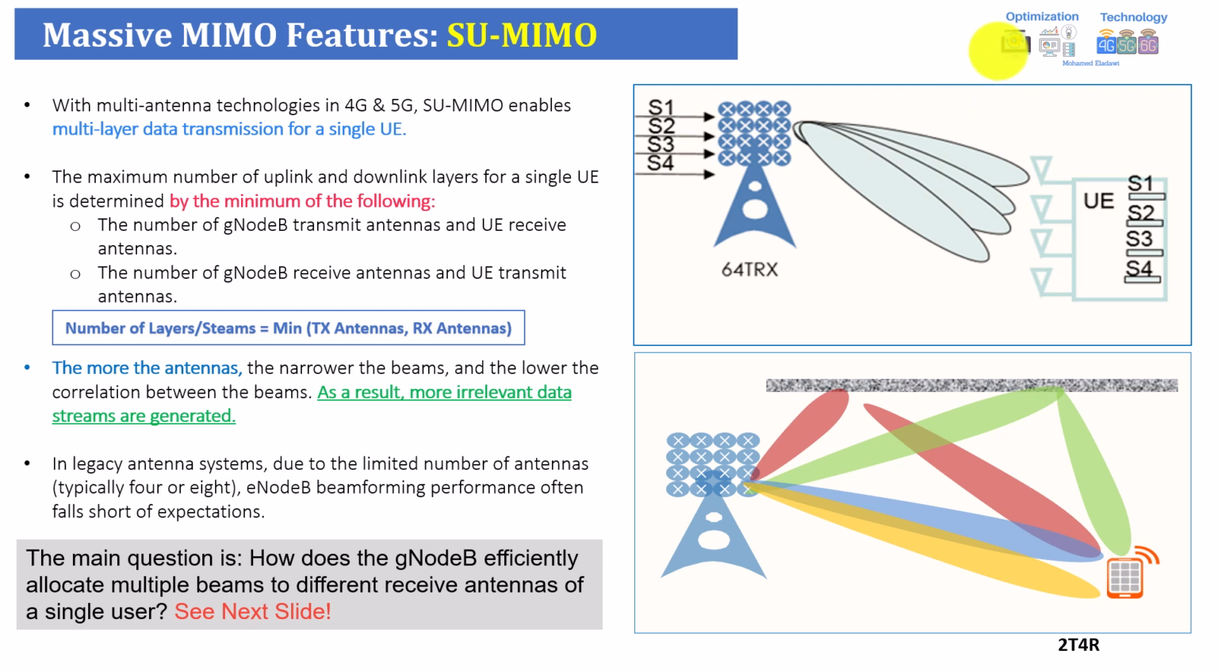And yeah, there's one main question here. I think this is what we're going to cover in detail. How does the gNB in general efficiently allocate the multiple beams to different receive antennas? Based on what? Based on feedback, based on measurements, and so on. This will be one of the details we are going to cover later on.